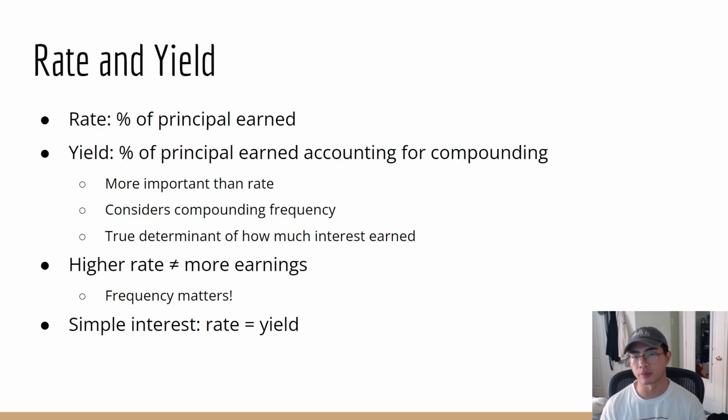Rate is the percentage of principal earned, while yield is the percentage of principal earned, accounting for compounding. It's seen as more important than rates because it considers the compounding frequency, so it's the true determinant of how much interest is earned. Now, a common misconception is that a higher rate is more earnings, and that's not always true because frequency matters. A 5% with the annual compounding is not as fast as a 5% with daily compounding. And when rate and yield are the same thing, that's known as simple interest.